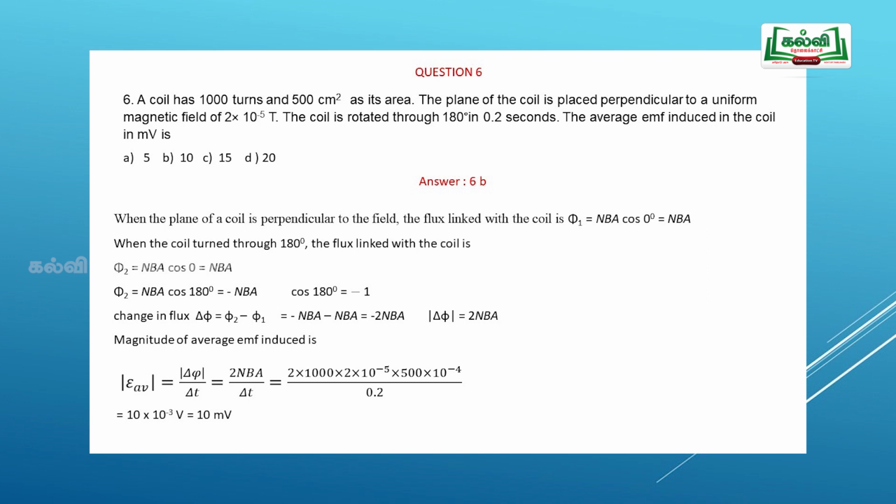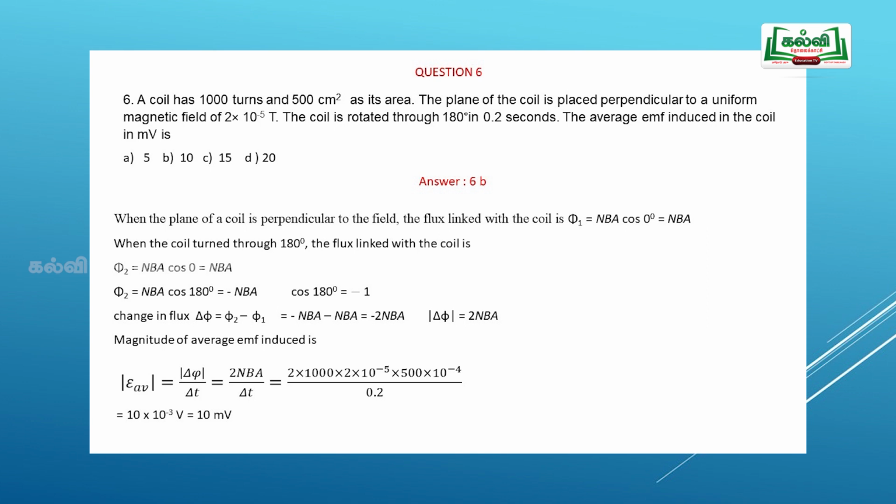What is the magnitude of change in flux? Which is 2NBA. Therefore, the average EMF induced will be the rate of change of magnetic flux, which is 2NBA by delta t. Delta t is given as 0.2. Substituting for it, you get it as 10 millivolt.